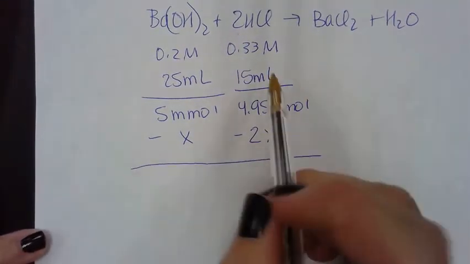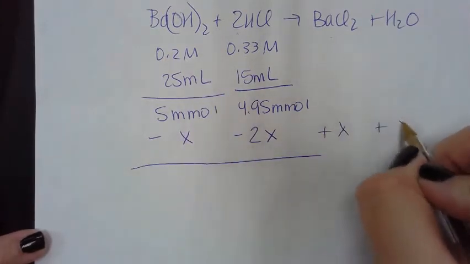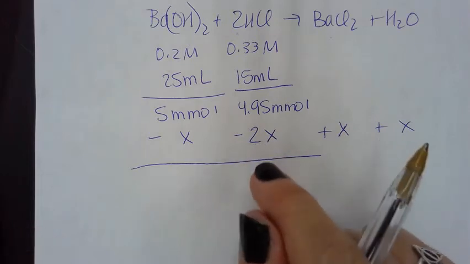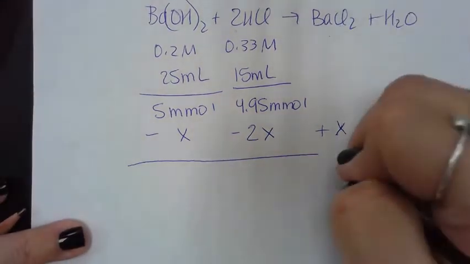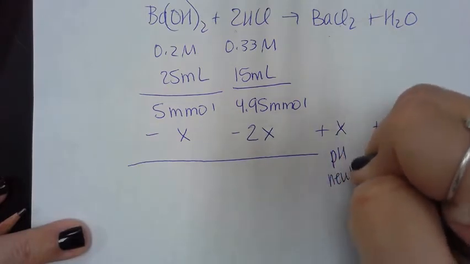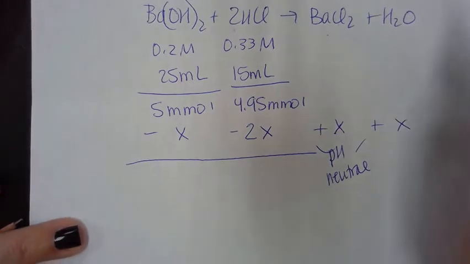So I need to figure out, after these two react, they're going to make this and make water, but twice as much of those are going to go away. This, however, is a pH neutral salt, so I'm not going to worry about it because it's not going to affect the pH of my final solution.